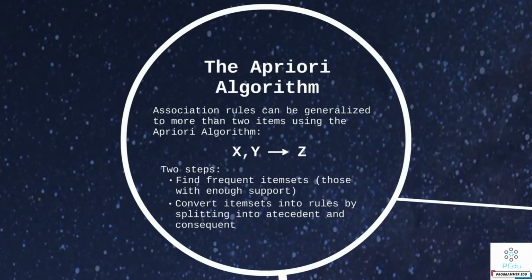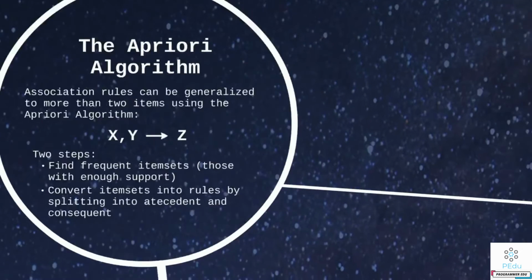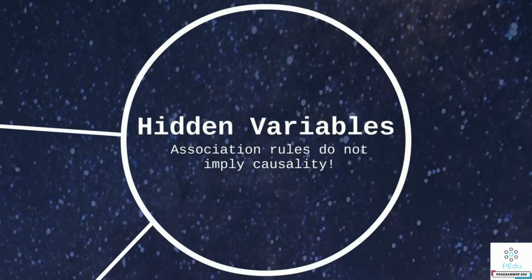Very useful algorithm, and it's generally going to be the one you use if you're looking for more than just 2 items in each item set. So this gets used all the time and is going to be the most common application of association rules. So we also need to talk about hidden variables, because it should be kept in mind that a rule like if X then Y does not need to imply causality, but just an association.